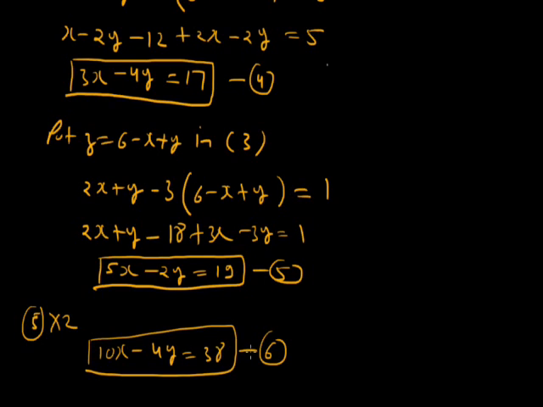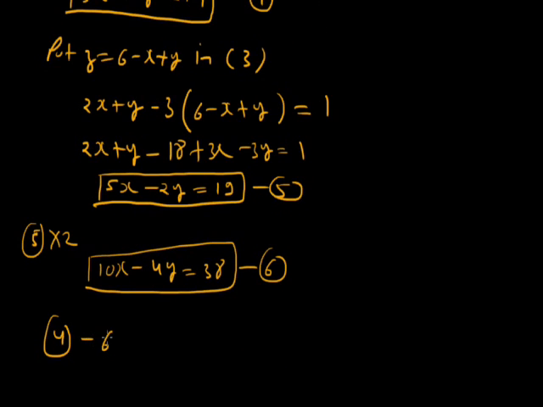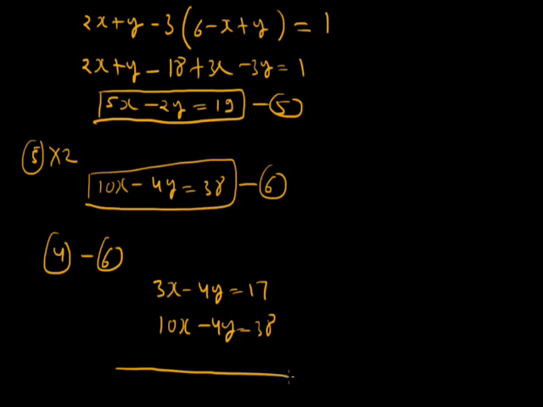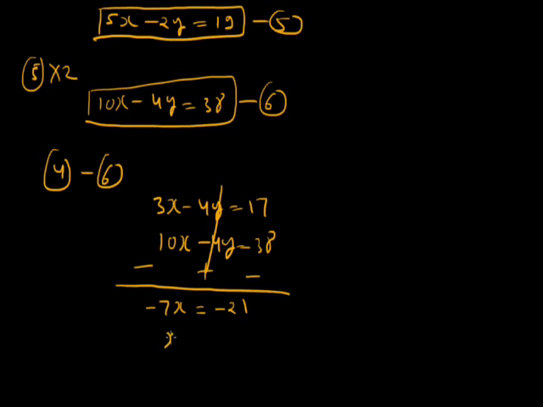Now I have to subtract equation number 4 minus 6. Equation number 4 minus 6. What is equation 4? 3x minus 4y equals 17. 3x minus 4y equals 17. We have to subtract from this the 6th equation, 10x minus 4y equals 38. When we subtract, the sign changes. 4y gets cancelled. 3x minus 10x I get minus 7x equals 17 minus 38, I get minus 21. So the value of x, minus minus gets cancelled, so x equals 21 by 7, that is 3. The value of x is 3.